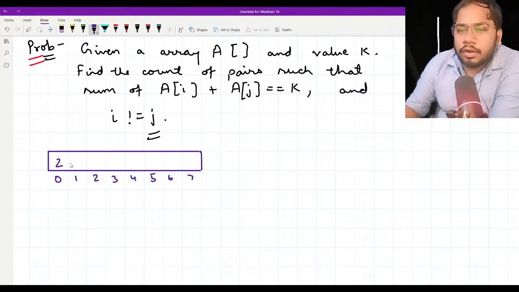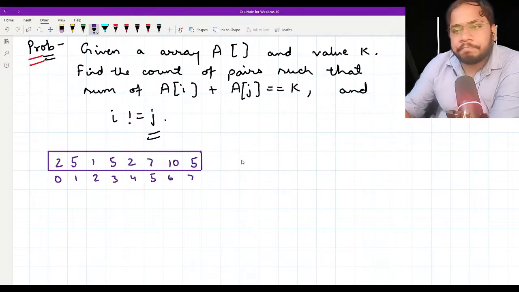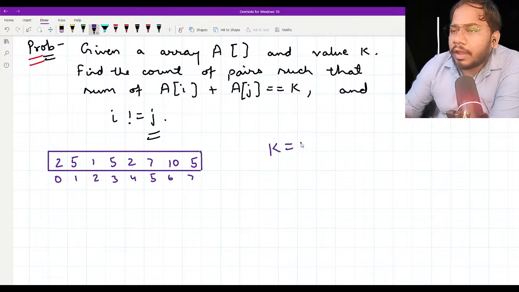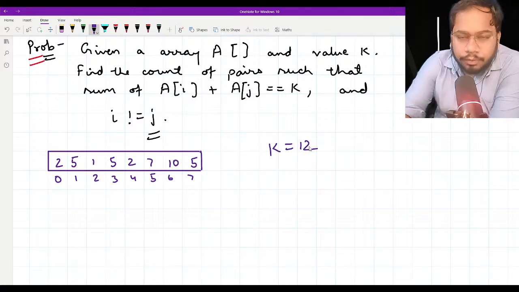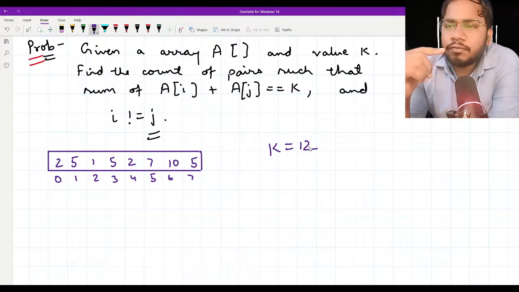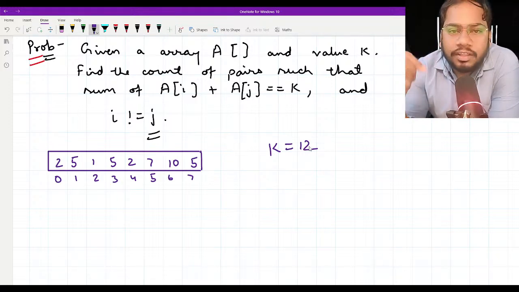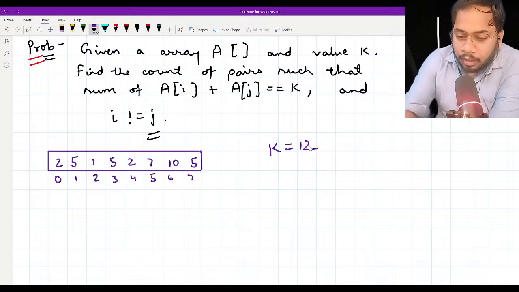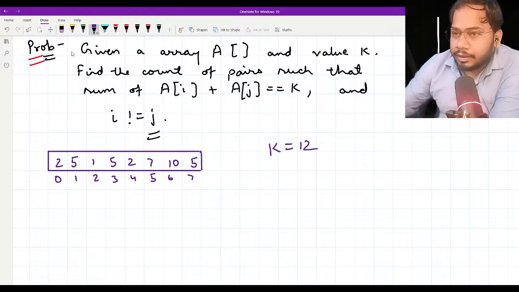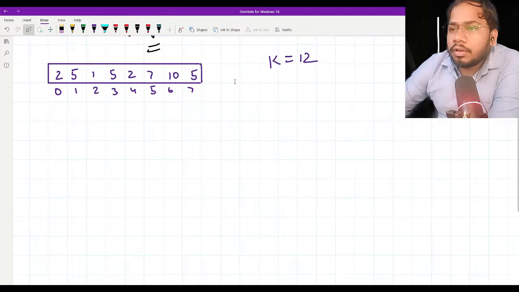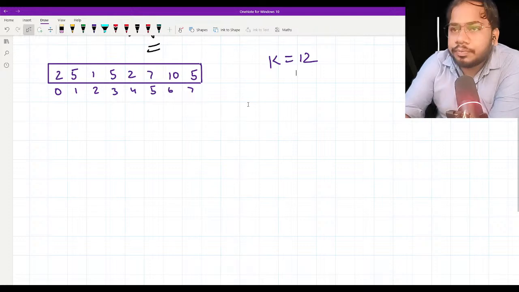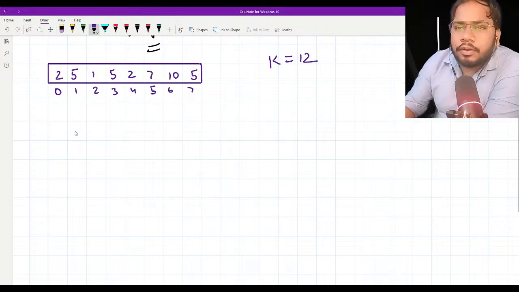The values are 2, 5, 1, 5, 2, 7, 10, 5. And suppose the k value is 12. Let's find how many such pairs we will get here. How many pairs will we get? So let's go a little bit down and write the pairs.